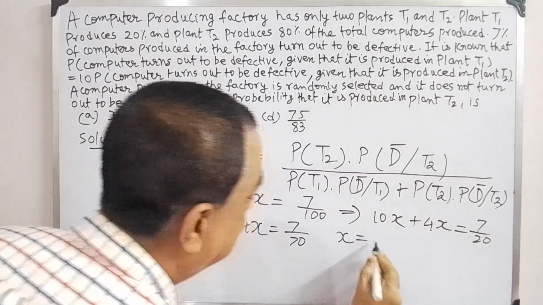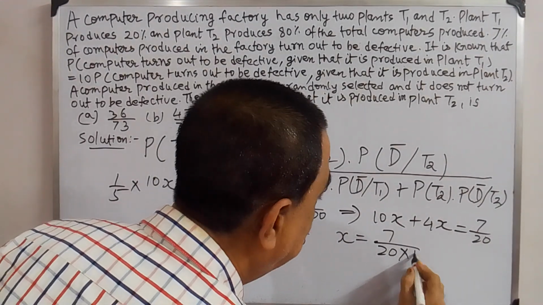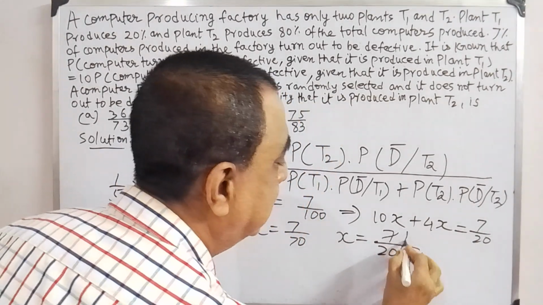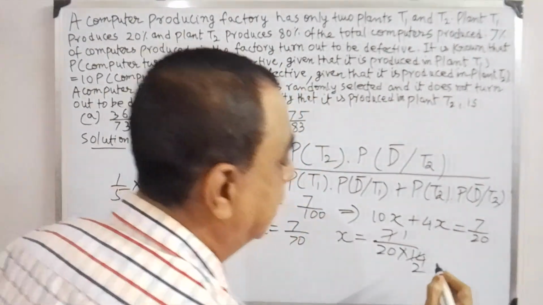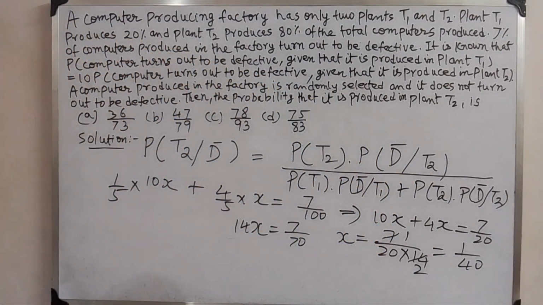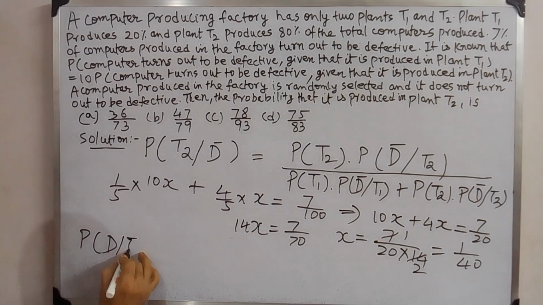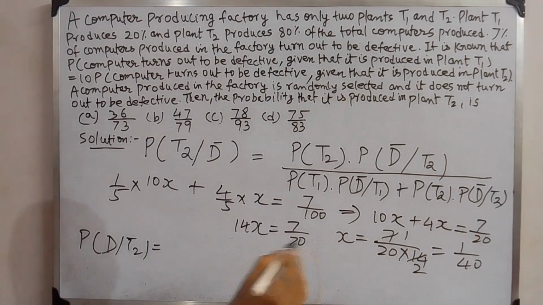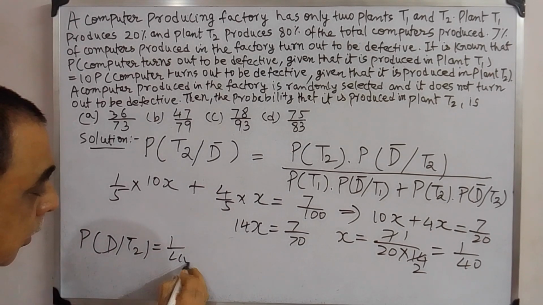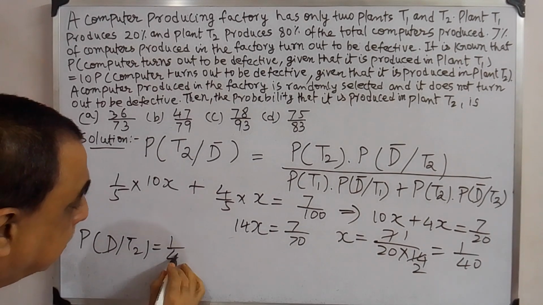So x is 7 by 20 into 14. So 7 1 is 7, 7 2 is 14. So 1 by 40 we are getting. That is the probability of the defective computers provided that it is produced in T2 is 1 by 40. Okay, so that is 1 by 40.